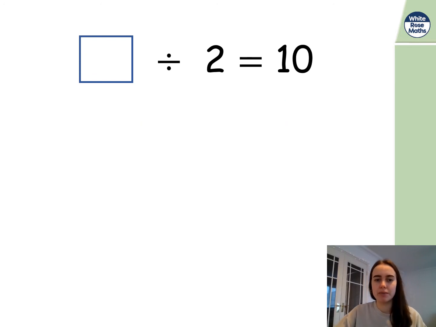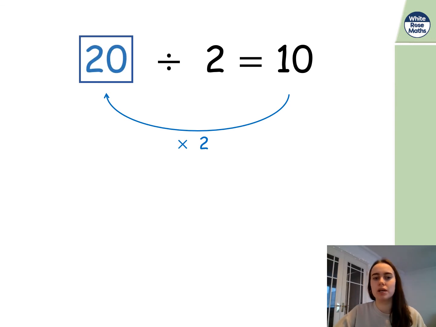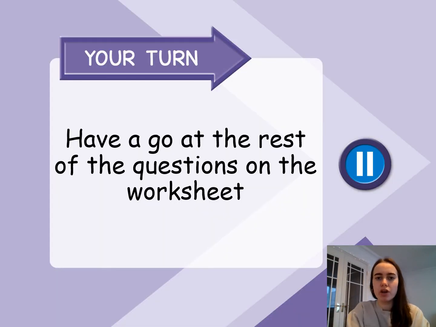So same again, missing number. We can multiply the 10 by 2 to find out what the number is. So we're dividing by 2, so going to multiply the answer by 2 as well. 10 times 2, can you remember from last week? 10 times 2 is 20. Well done. So you can have a go now at the rest of the questions on your worksheet.